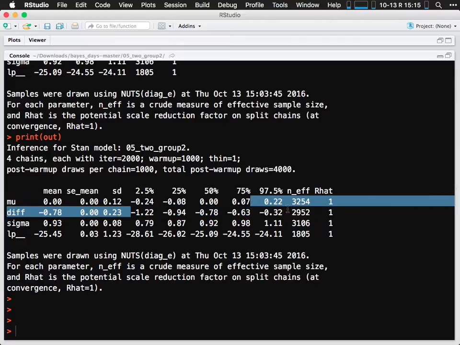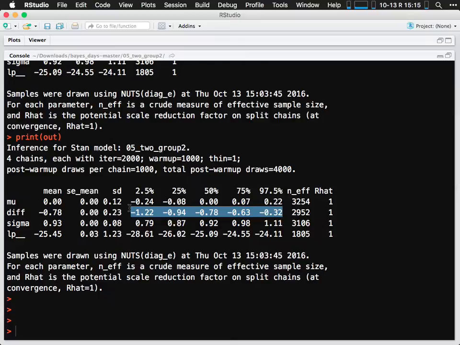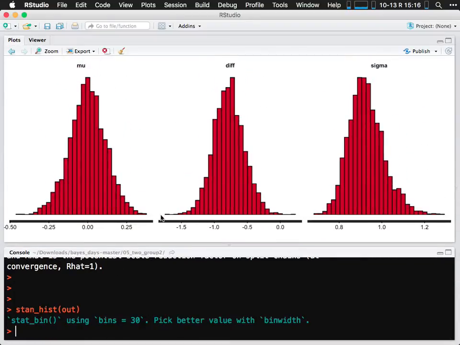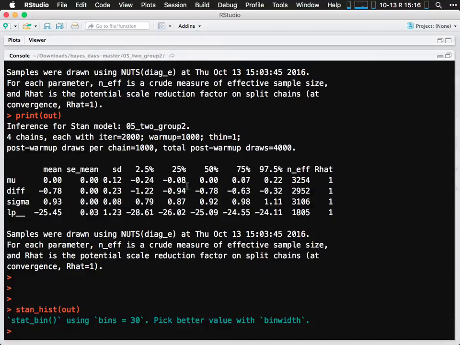If I were reporting that, some people take the perspective that you report the credible interval, maybe even show the histograms. So I can say Stan hist out, and it would show the histogram of all the variables. But this distribution for the difference score is the one we're most interested in, so you could show that in a figure. You could put this description in the text, or at least what the median is and what the 95% credible interval is.